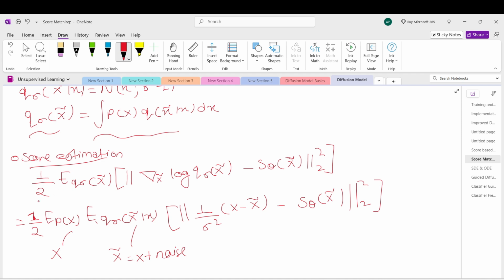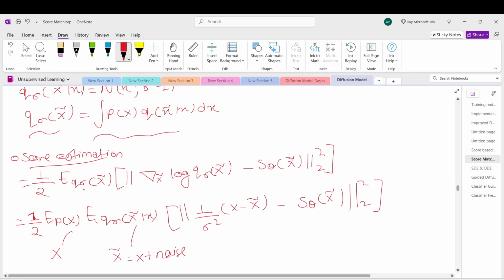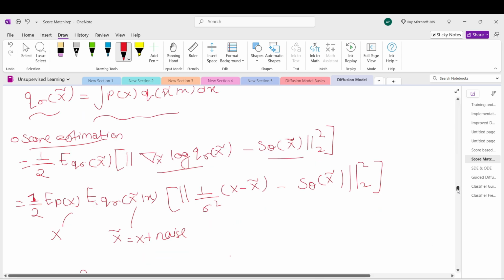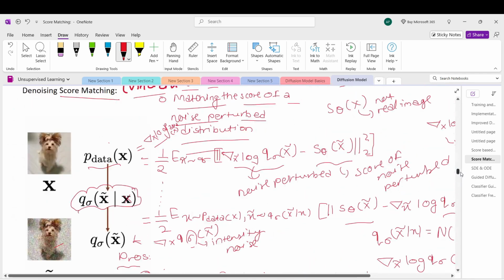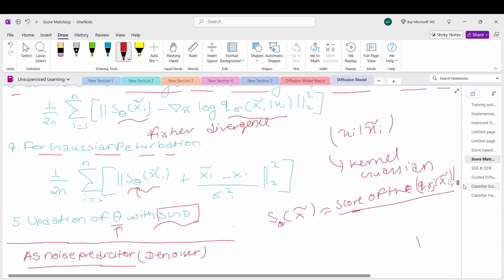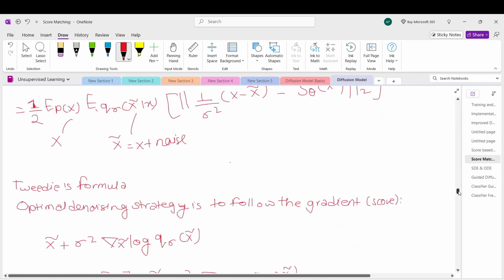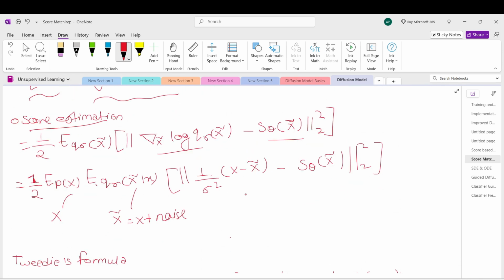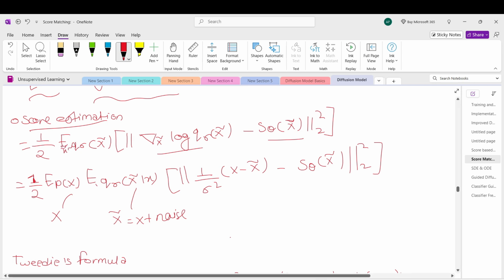So 1 by 2, and we are just left with this. This is our objective, and we can reduce it into this form, as I've shown you earlier. If you look carefully, we're going to obtain this here, and this expectation says that you are sampling x tilde from this distribution. So we are sampling x tilde from this distribution, and we are just optimizing it.